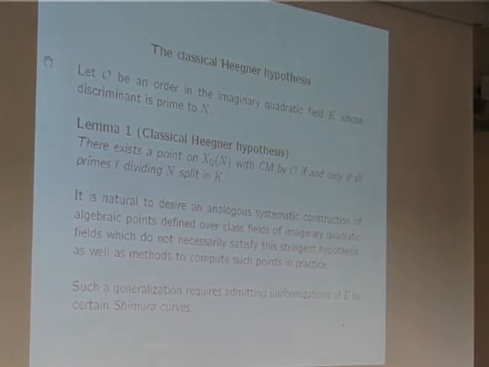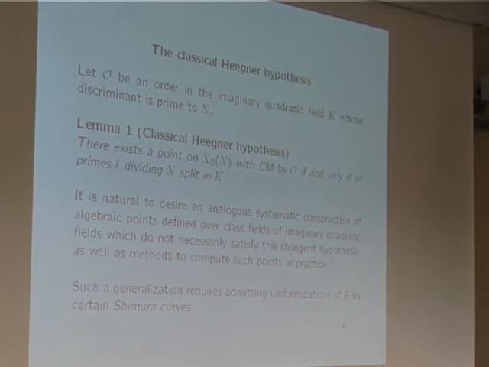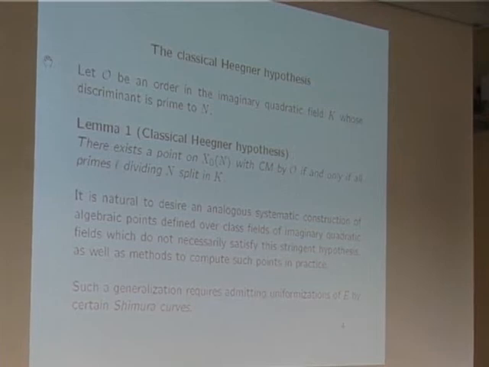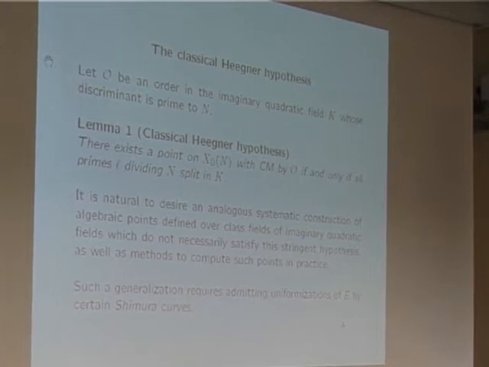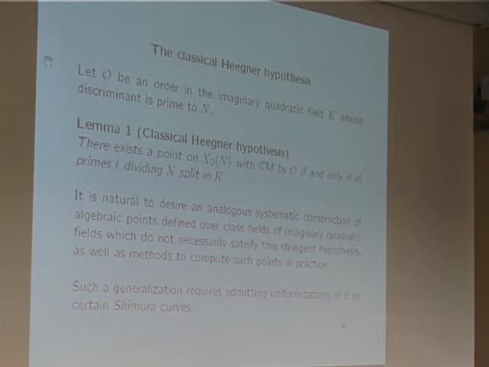Now, this is a fairly stringent hypothesis, and it would be very nice to have an analogous systematic construction of algebraic points defined over class fields of imaginary quadratic fields which don't necessarily satisfy this particular brand of Heegner hypothesis. Not only that, we'd also like methods to compute these points in practice if possible. And actually, this is possible.